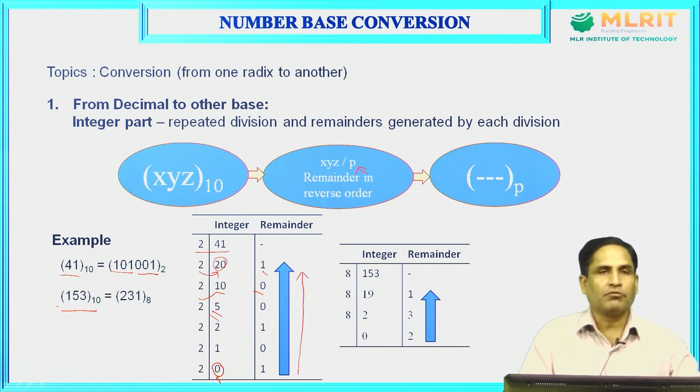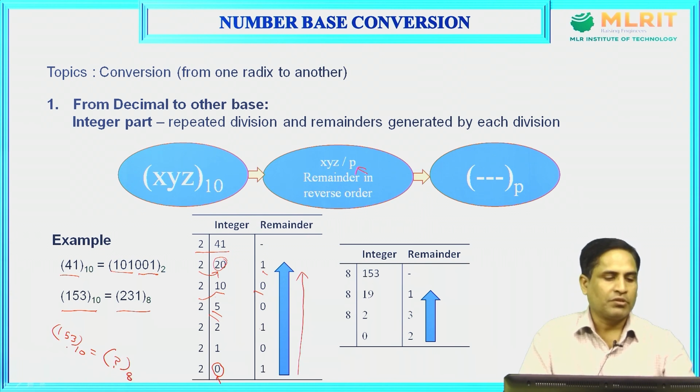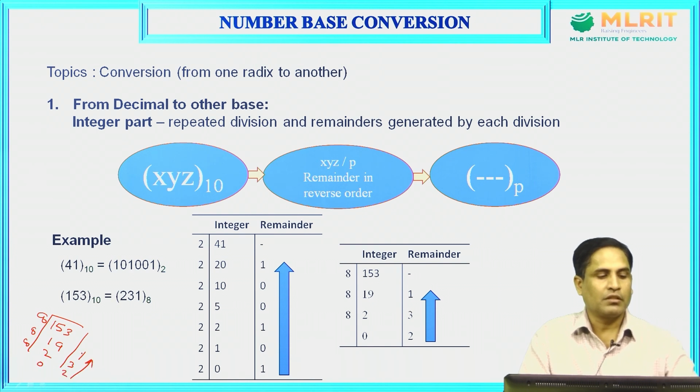Now the second example is 153 base 10, as the number is given in the decimal number system. We have to convert this number into the octal number system. So the problem may look like this: 153 base 10, and we have to find the number having base 8. So what shall we do? Obviously we divide 153 by 8, and we write down the divisor and then the remainders here: 8, 2, then 3, then 8, it's 0 times, then 2. So the number we got is 231 base 8.